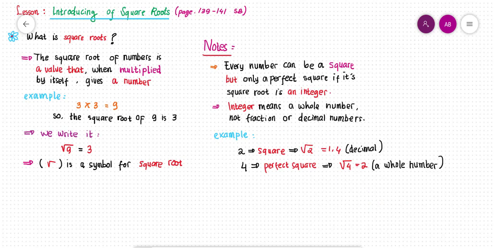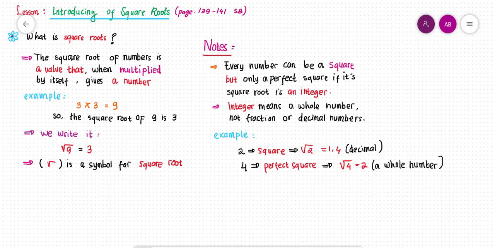Okay, kids, now I've already written the notes for you. Every number can have a square root, but it is a perfect square only if its square root is an integer. Integer means a whole number, not a fraction or decimal. For example, 2 has a square root, but the square root of 2 is a decimal, 1.4, so it's not a perfect square.